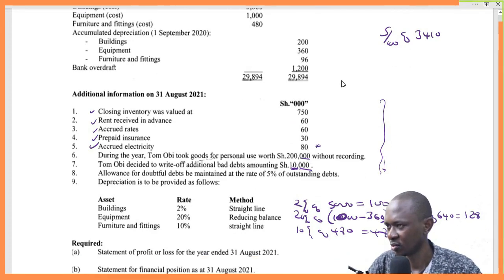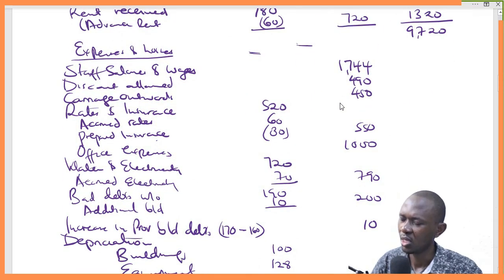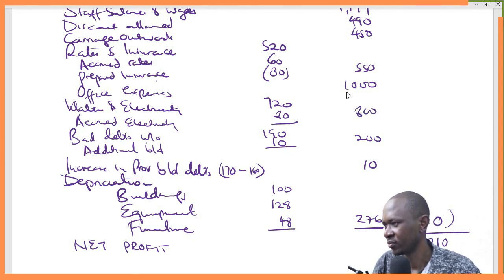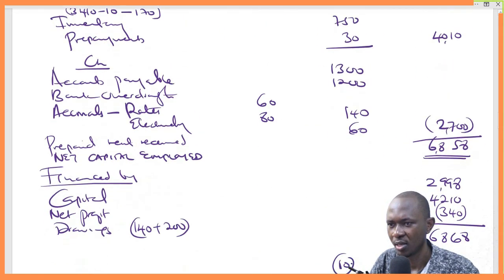It's good you spotted this one early. So accrued electricity, let's just check here, 80. That explains where our problem is. Accrued electricity is 80. It's not 70. So 80, this will make this 800. So this will make this 5520. This will make this 4200. Yes, 4200. And so we come here, net profit will be 4200.